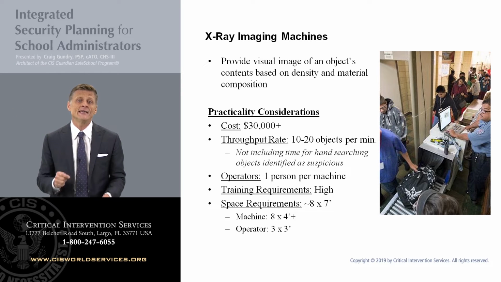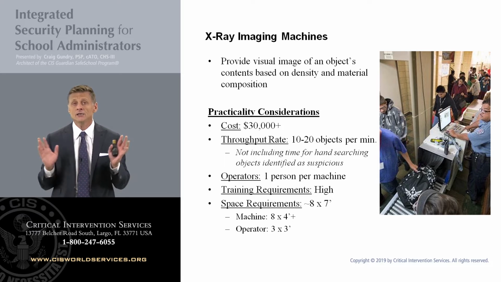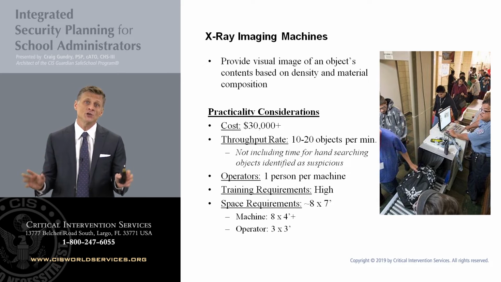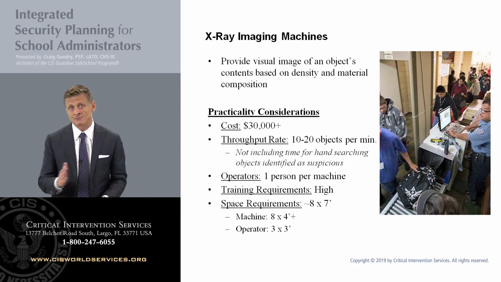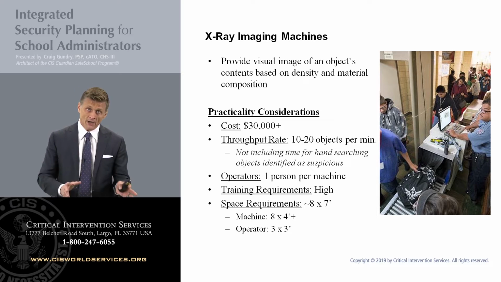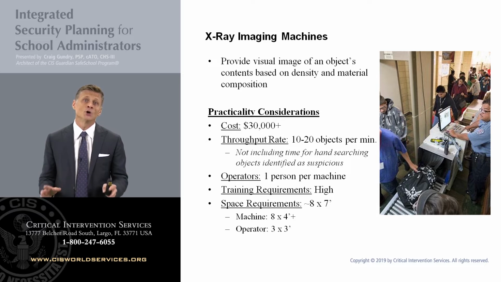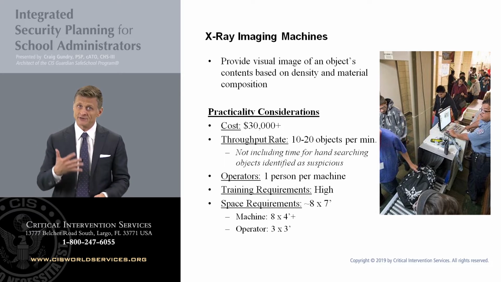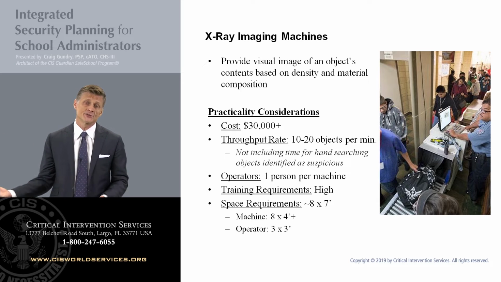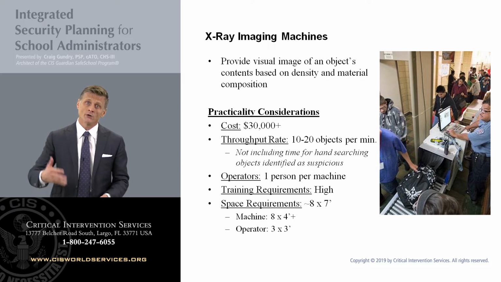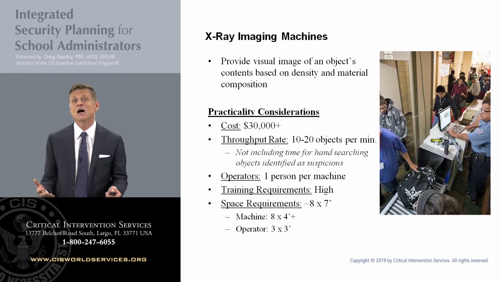Throughput rate is around 10 to 20 objects per minute, not including any time for hand searching or second searching of any objects that were recognized as suspicious by the operator of the X-ray machine. It typically requires one operator per machine, but most screening protocols used in urban school districts that have adopted this type of technology usually allocate at least one additional officer to conducting hand searching or secondary screening of any objects that were recognized as suspicious.